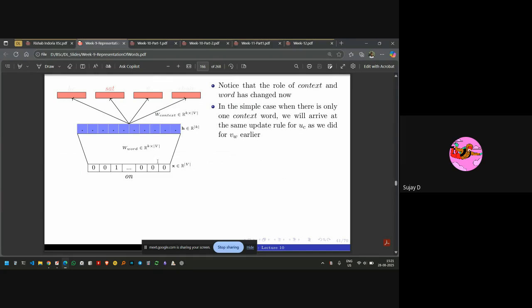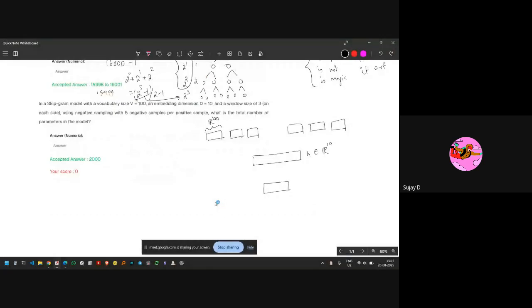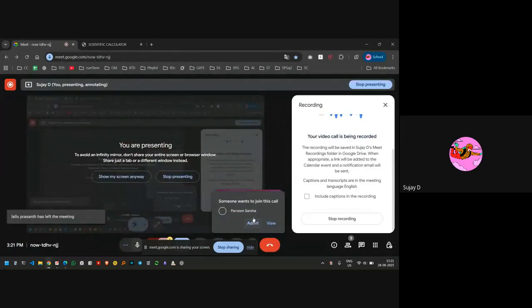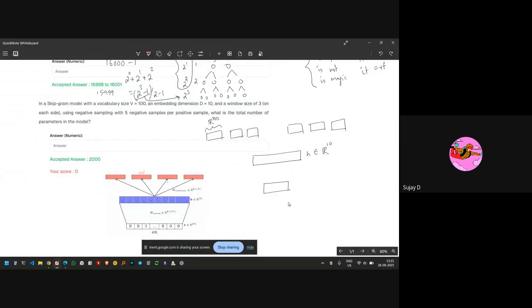Okay, this is the image of skip-gram. For the input, it's a one-hot encoding, right? It belongs to R100. So this is W word. W word belongs to R 10 cross 100, right? 10 cross 100 is 1000 here. And here we have to consider one, and these are the negatives, 5 negative samples. Okay.